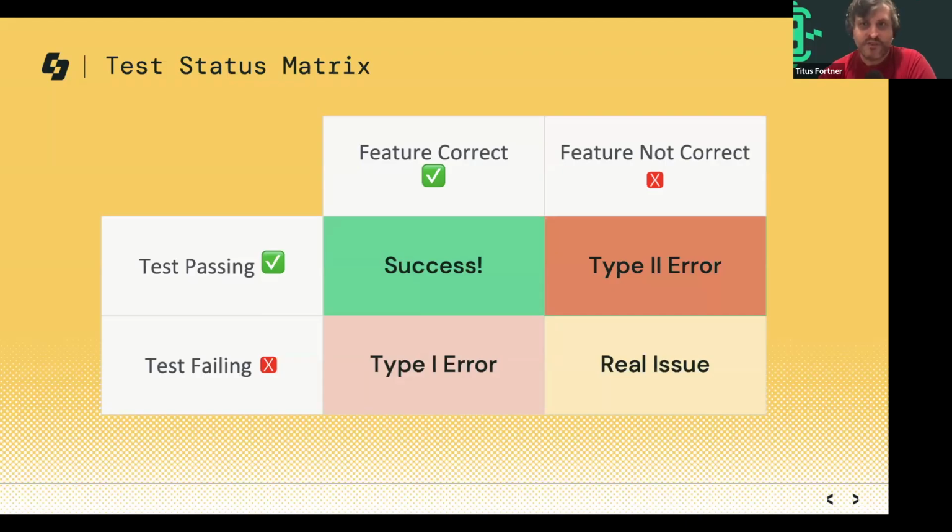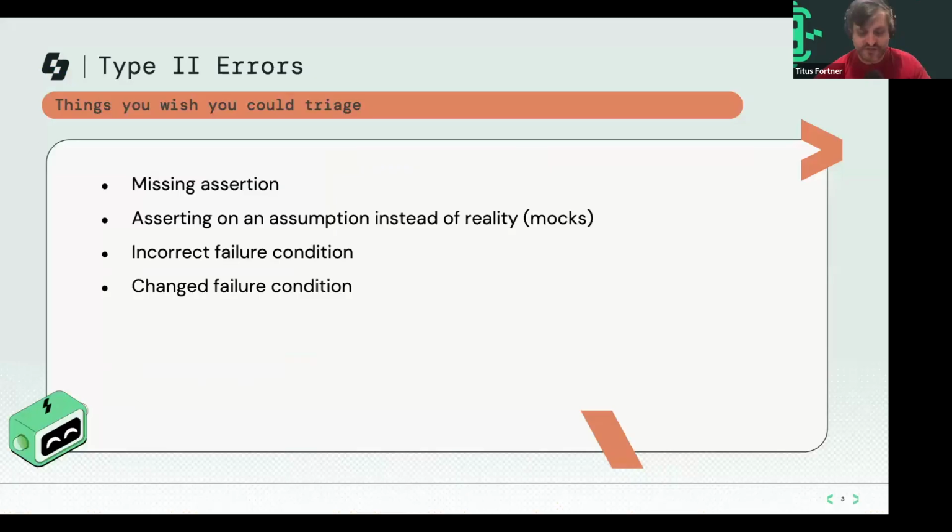So let's dive into type 2 errors. These are the things that you only wish you could triage, because you don't know that they're a real problem. Your tests are passing, so you think things are fine, but there's a huge problem. Everyone has these. These are the scary ones because if the feature that you're trying to protect doesn't have a test to protect it, it's worse than not having a test. Not having a test, you don't have confidence. If you have a test that you think should catch a problem and it doesn't, then you have a false confidence about it.